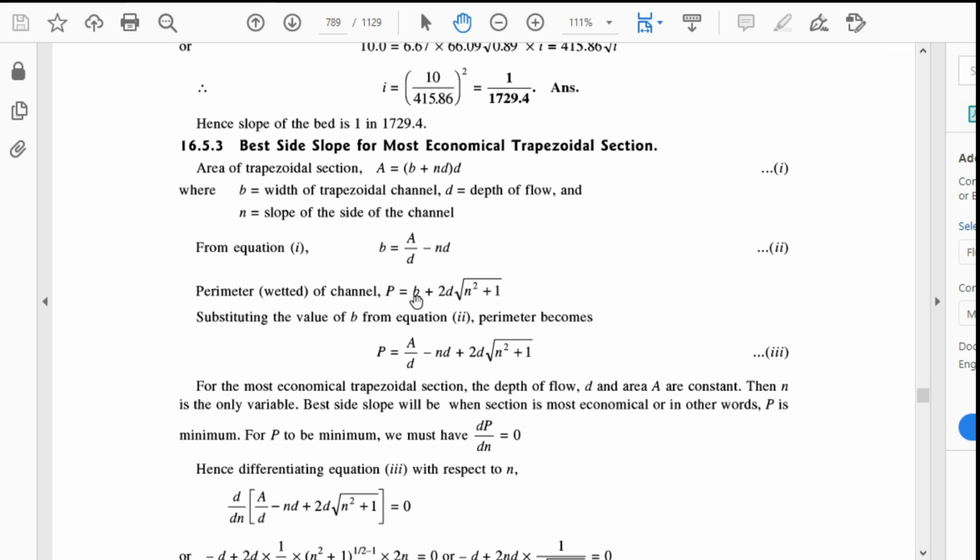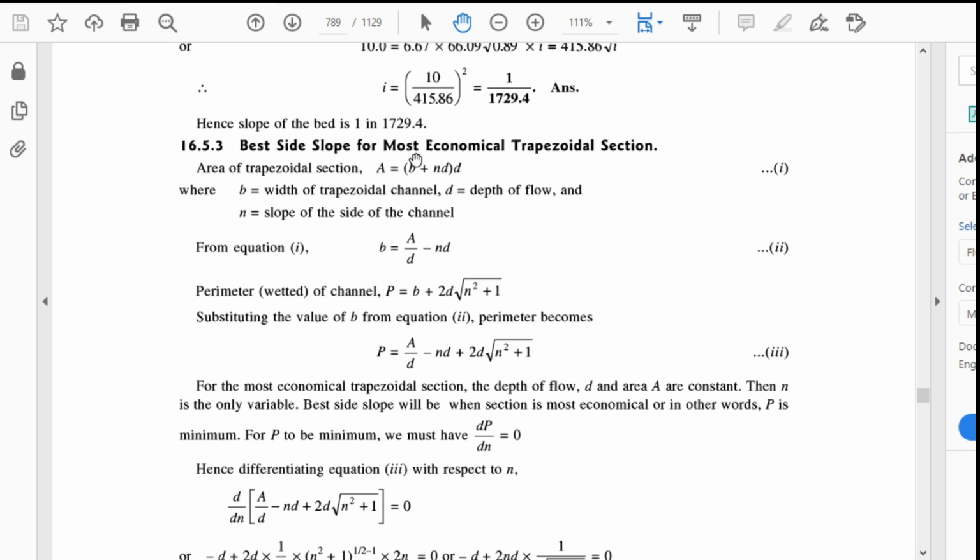Now here we can see that b is given, so we can substitute this equation instead of b here. You will get the perimeter as A by d minus nd plus 2d square root of n square plus 1. Why have I given the perimeter here? Because the title explains that the side slope is for the most economical trapezoidal section.